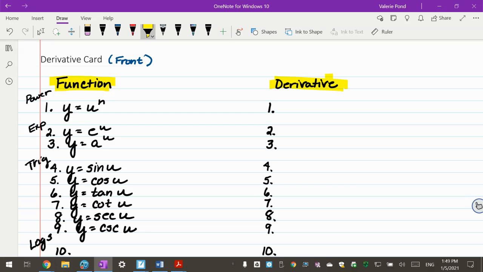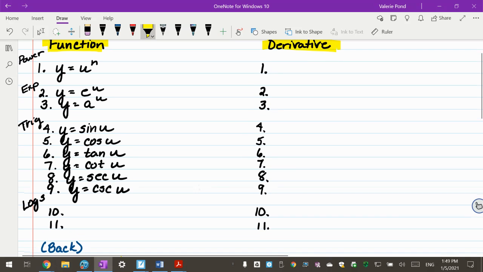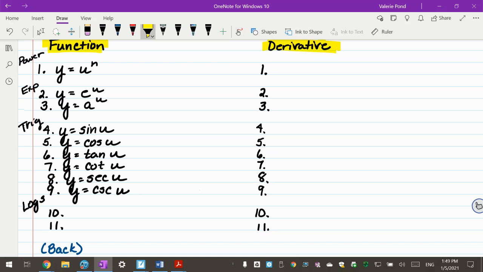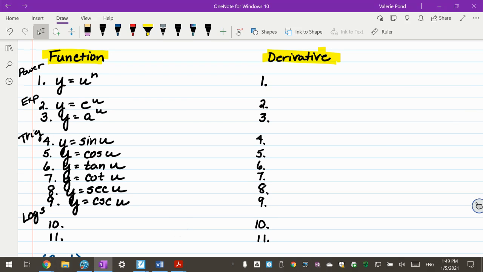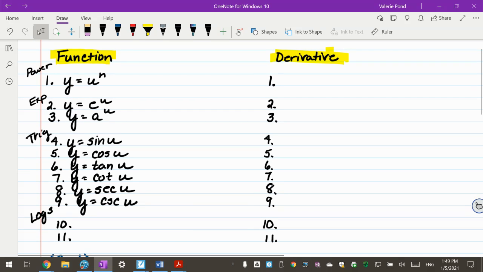This is the front of the card, where you're going to have your function on the left and the derivative on your right. I've chunked them up. We did a power function, then exponential functions, then trig functions, and then we're going to add log functions, but not in this video. I will do those later. You can stop this video at any time to copy anything down, but you should have 1 to 11 on the front of your card. We'll do additional cards as the year progresses, but this will help you study.